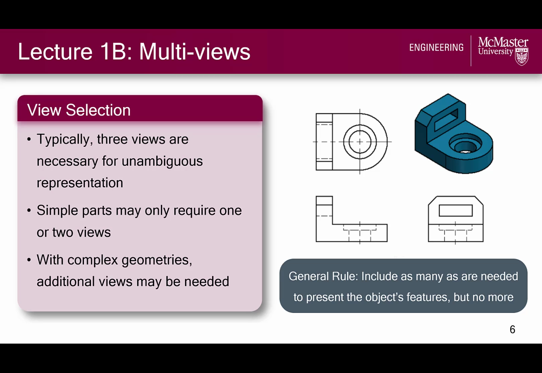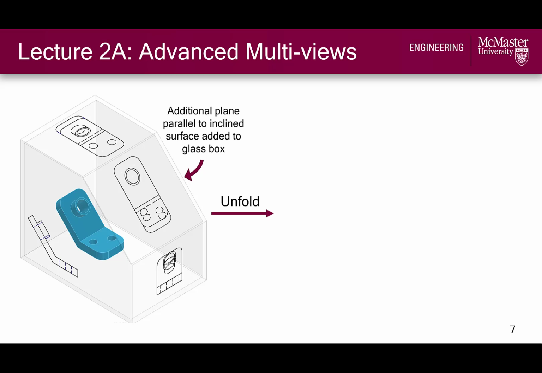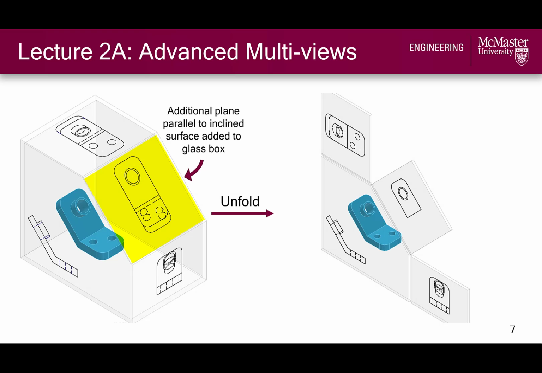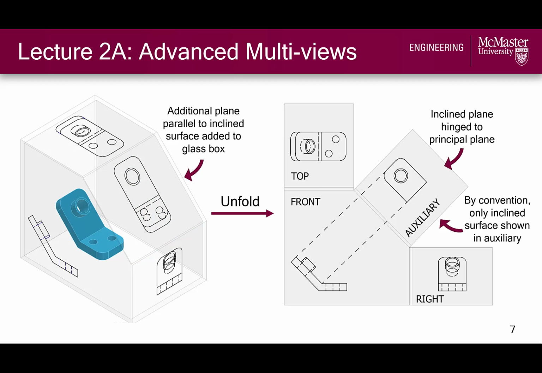In the case of simple parts like washers, bolts, and so on, only 1 or 2 views may be required, but in cases of objects with more complex geometries, like inclined or oblique surfaces or internal features, additional views may be required, and we talked about these in Lecture 2a. This includes the primary auxiliary view for showing inclined surfaces in true size and shape. We talked about adding an additional plane to our glass box, parallel to the inclined surface, and hinging that plane off of one of the principal planes to generate the auxiliary view.